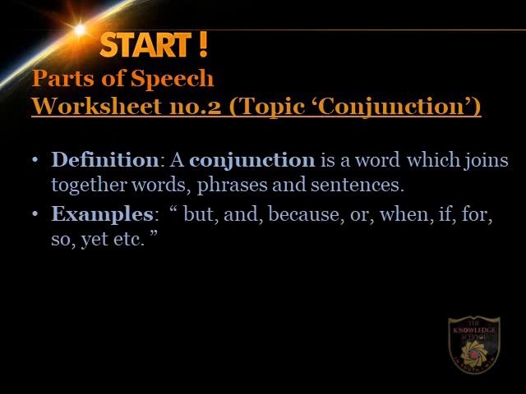Worksheet number 2 is about conjunction. What is a conjunction? A conjunction is a word which joins together words, phrases, and sentences. Means it is a word which will join together different words or different parts of sentences, or even different sentences are joined by using these type of words. And the examples of conjunctions are but, and, because, or, when, if, for, so, yet.